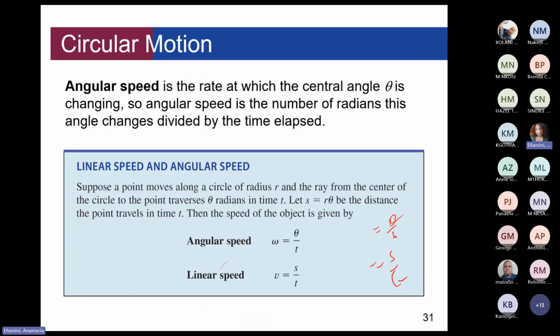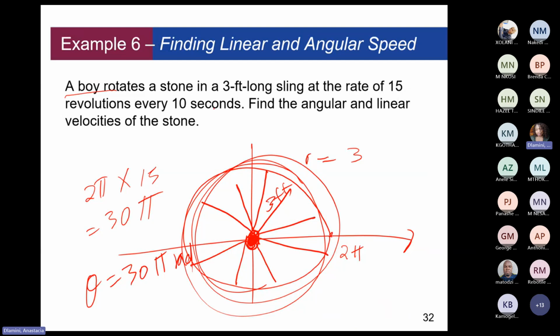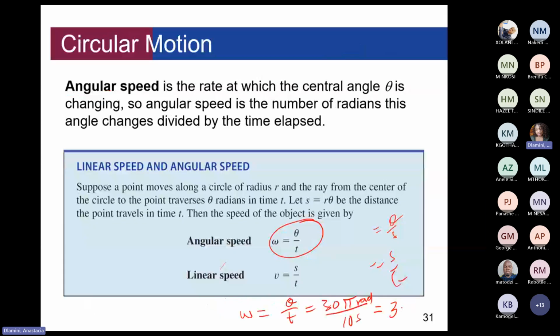So we are able to find our angular velocity, and our angular velocity will be like this. It will be theta over t, which is 30 pi rad over t, which is 10 seconds. So this equals 3, sorry, not 30 pi. So this will be 3 pi rad per second. Are we all together? Yes, ma'am.